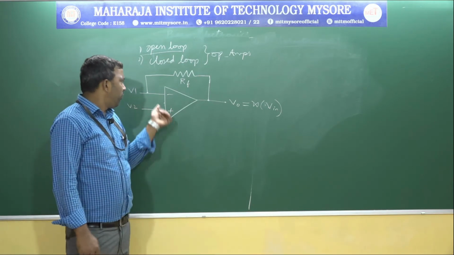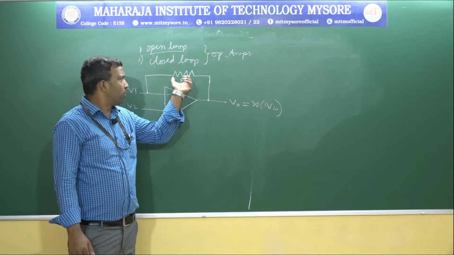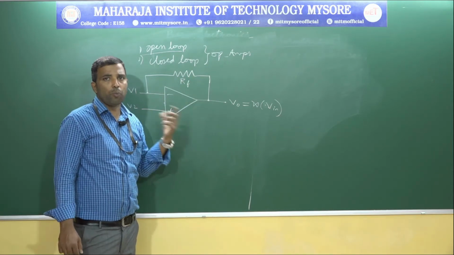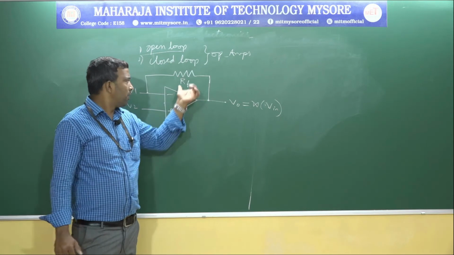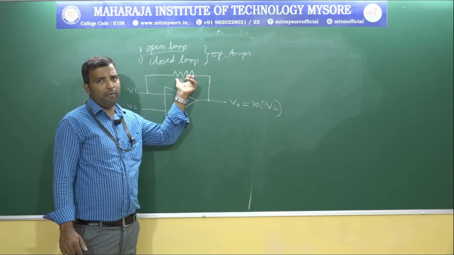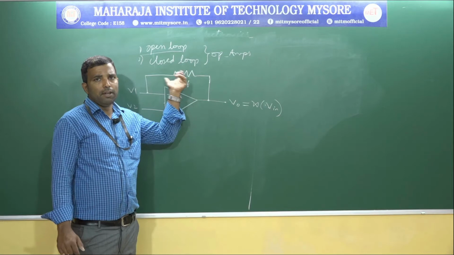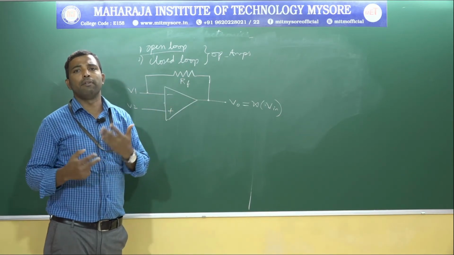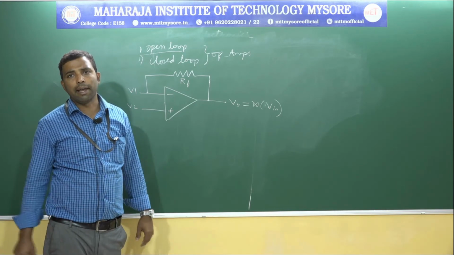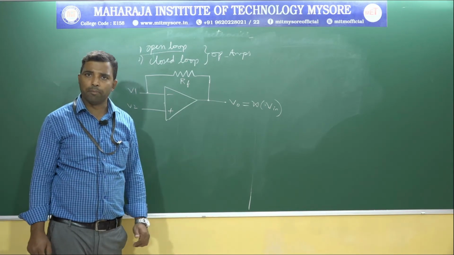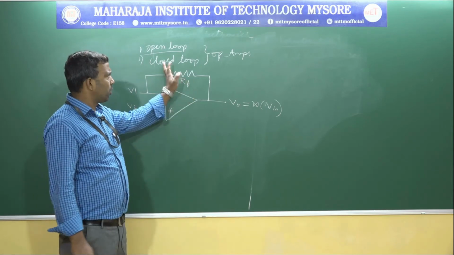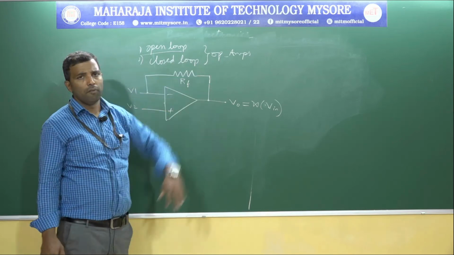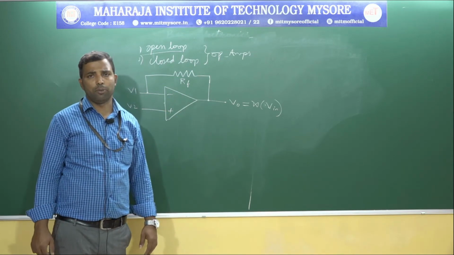Here, if you want to increase the gain, we are going to alter the value of the RF. In order to change the output value or controlling operation, we are going to control with the help of the RF, the feedback resistance. This feedback resistance value we are going to alter so that it will increase or decrease the gain of the system or the op-amp. That is why we are going for the closed loop system. Hence we are concentrating on the closed loop operation for the real life systems.